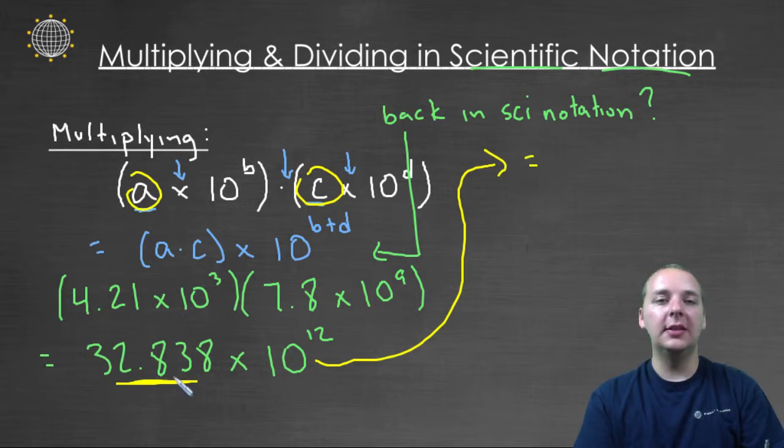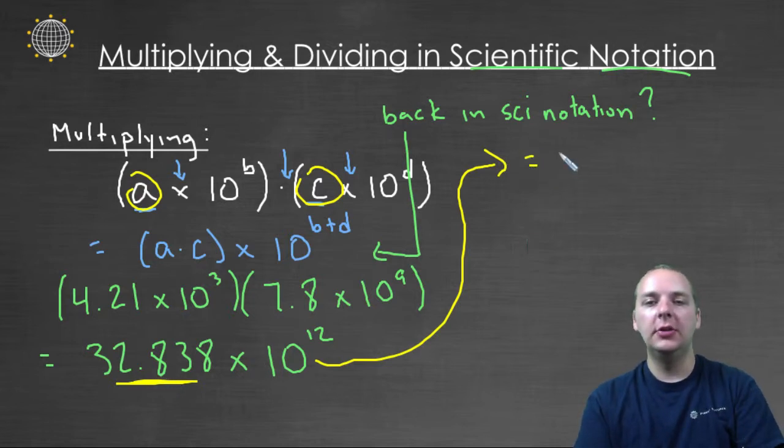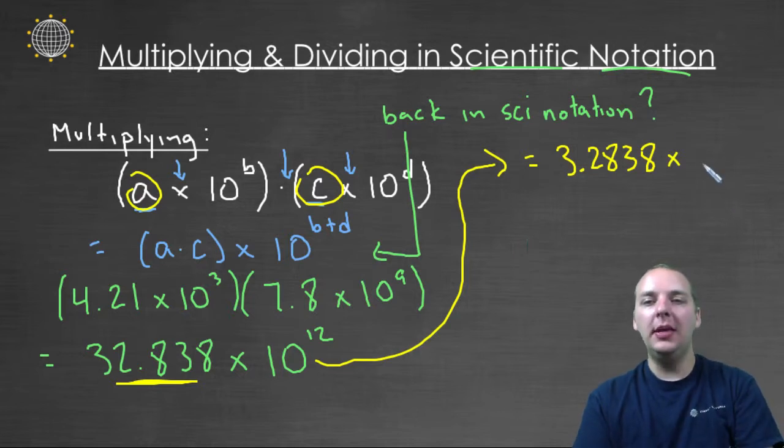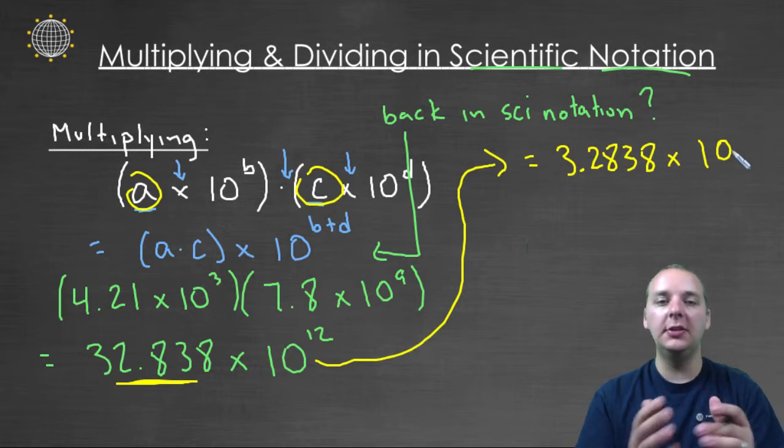It's very clear what this leading a should be. It should be 3.2838. But if we're going to change the a, then the times 10 to the b has to compensate for the change that we made.